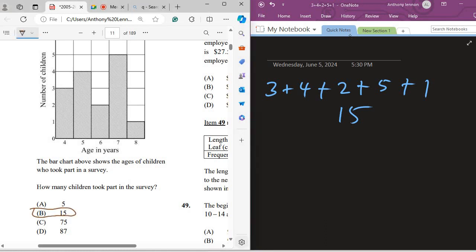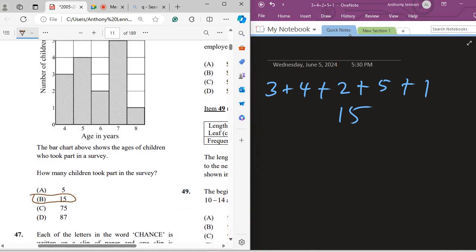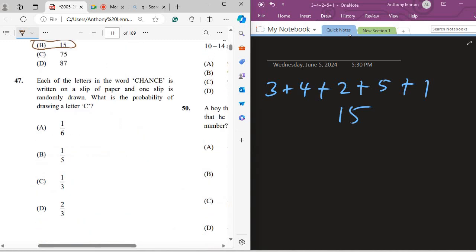Let's move on to question 47. Each of the letters in the word chance is written on a slip of paper, and one slip is randomly drawn. What is the probability of drawing a letter C? So remember what probability is, right? Something out of something. So the probability of drawing a C is equal to?